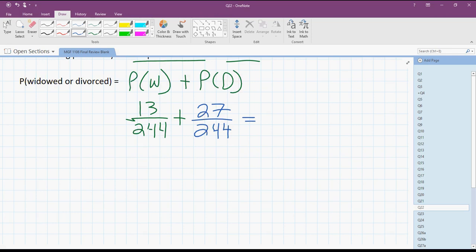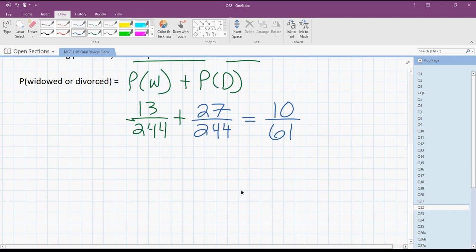And what do we get for the fraction? I got 10 over 61. 10 out of 61. Got to reduce. 10 over 61. So that's answer number one.